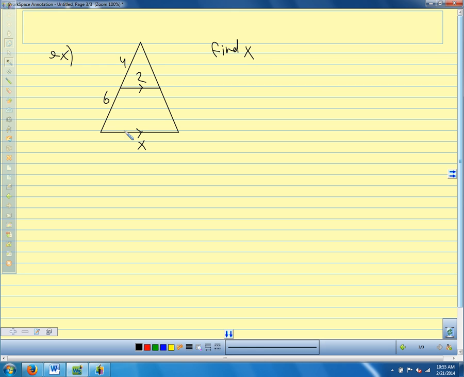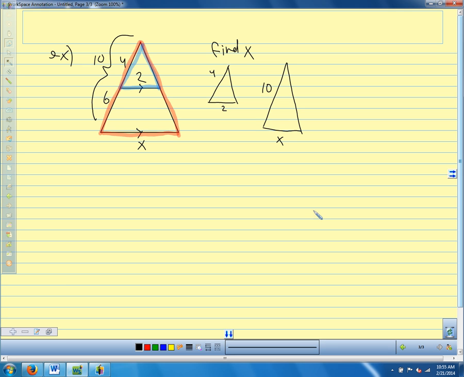So let's do what I suggested on the last one. Let's compare this small triangle to this big triangle. If I break this into two pieces, I get a triangle that looks like this, 4 and 2, and my big triangle looks like this. X, how long is this big side? 10. That whole side is 10.